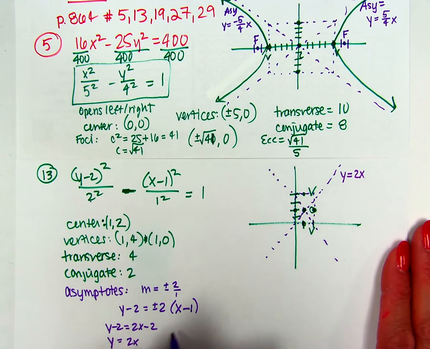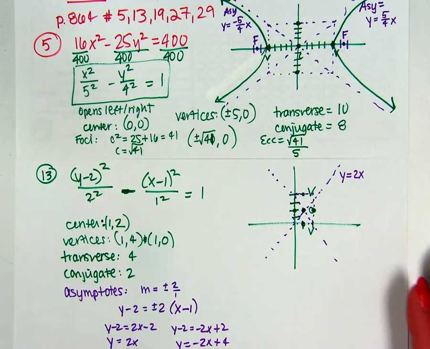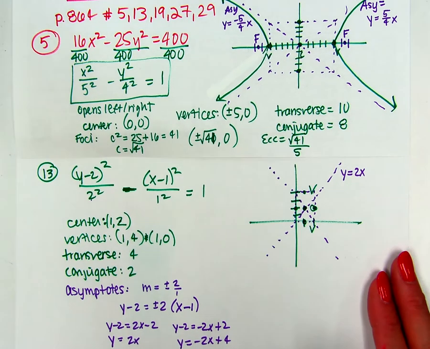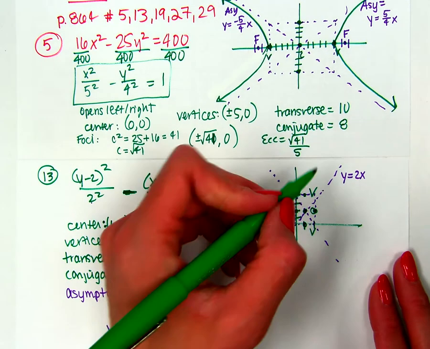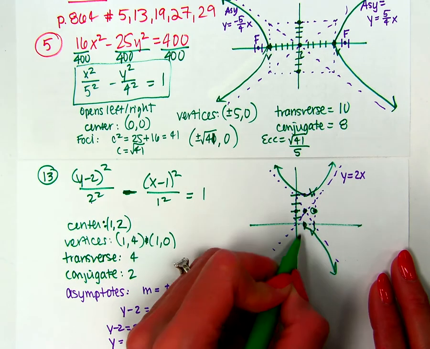And then the other one would be if I distributed a negative 2, so negative 2x plus 2, and if I add 2, I get negative 2x plus 4, and that's pretty easy to double check that you got that right. All right, so I've got my equations and my asymptotes. I can draw in my actual hyperbola now, because this has to open up and down. So you go from your vertices.